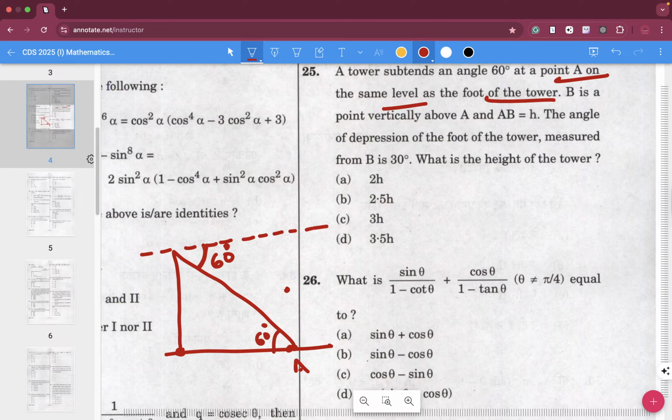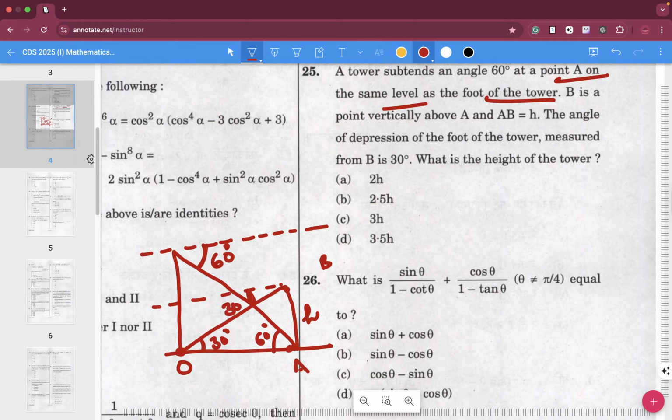And now B is a point which is vertically above A. So B is somewhere over here, right? And AB is equal to H, the angle of depression of the foot of the tower as measured from B, right? Angle of depression is what? Again, the angle with respect to the horizontal, which means this particular angle they have given as 30. So again, alternate interior angle, this will become 30, right?